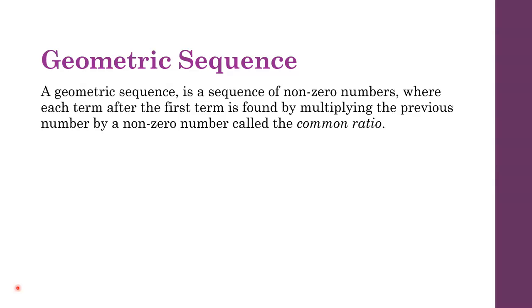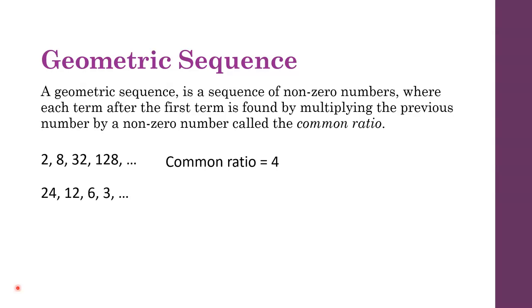So we'll start with any number and we keep multiplying it by a fixed ratio, which we call a common ratio. So in this case, I have a sequence where each term is multiplied by 4. So 2 times 4 is 8, 8 times 4 is 32, and 32 times 4 is 128. The common ratio in this case is 4.